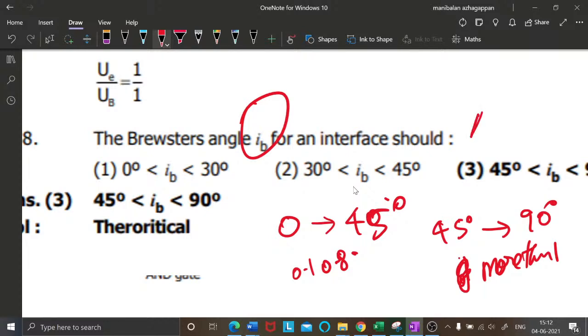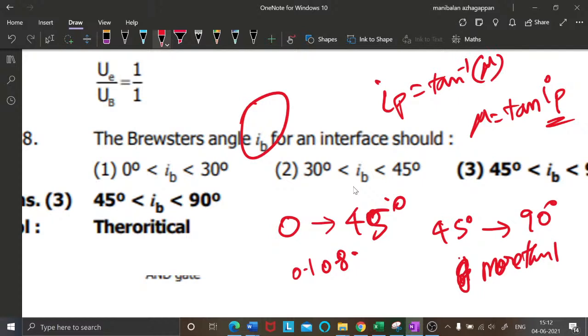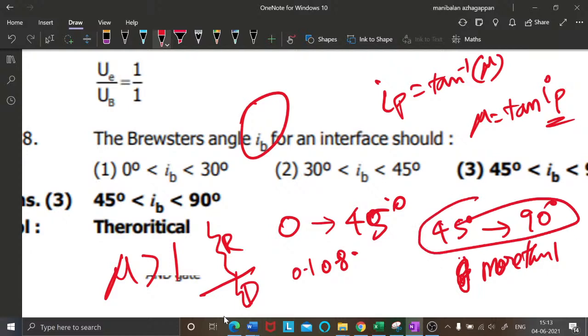We know mu is equal to tan IP. They ask what is the range of the Brewster's angle, the polarizing angle. So IP is equal to tan inverse of mu. I know the refractive index is always greater than 1. Why is it always greater than 1? Because the light travels from a rarer medium to a denser medium. So when the tan value is greater than 1, the angle is 45 to 90 degrees. That is the range of the Brewster's angle.